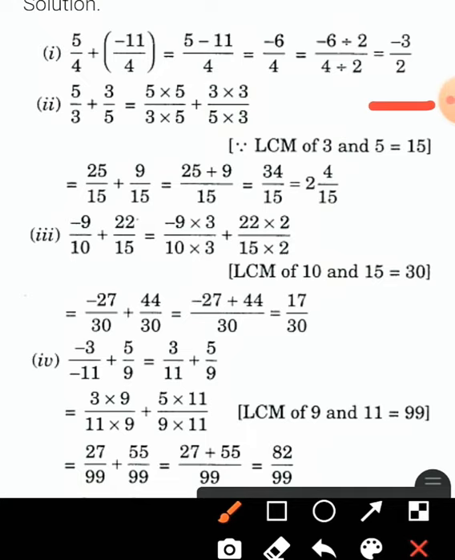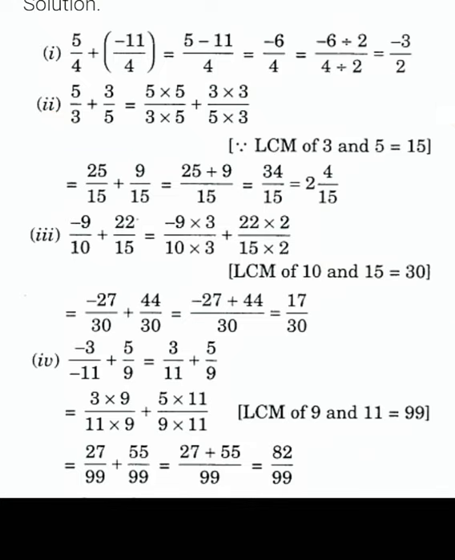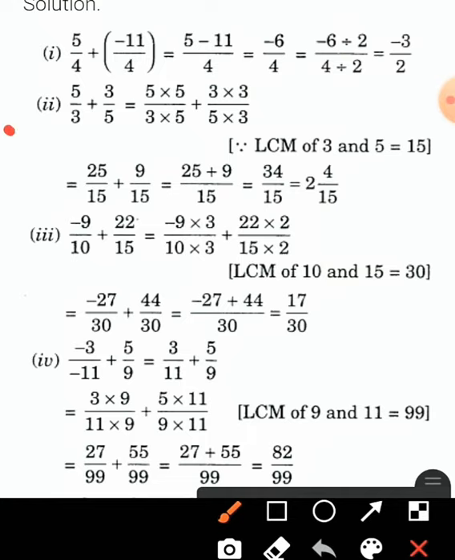Now we will see the next one, question number 2, 5 upon 3 plus 3 upon 5. Here both are positive rational numbers. You can see both the fractions are positive. There is no negative sign. So it is just like simple fraction addition which we have already studied.